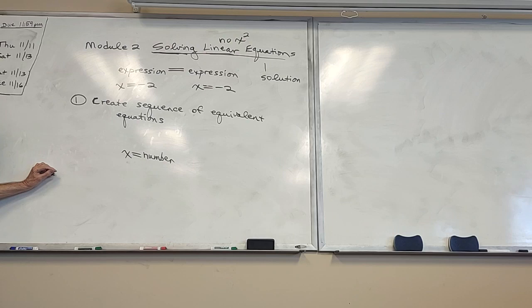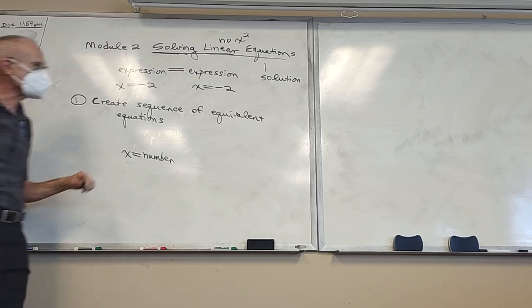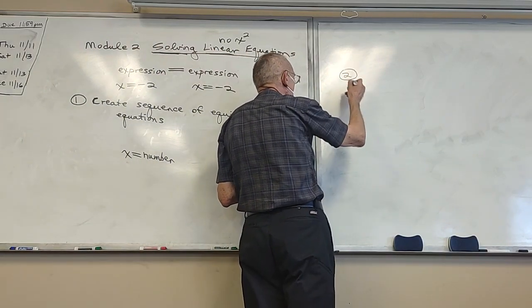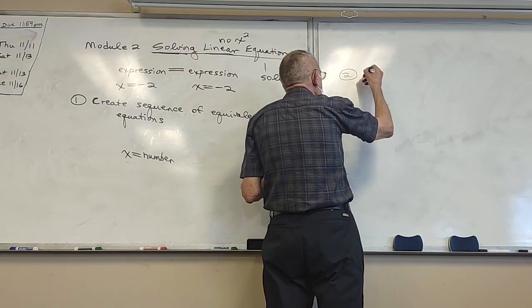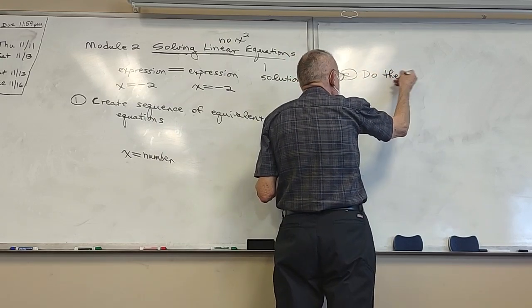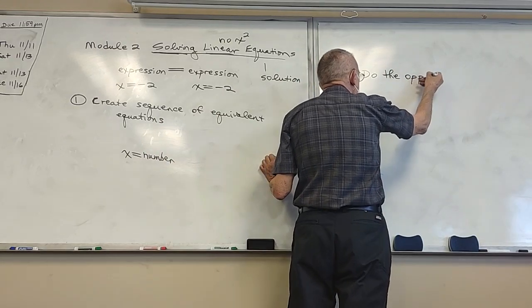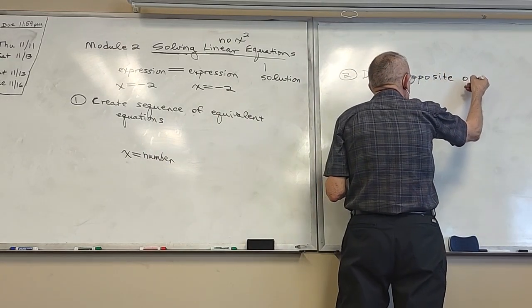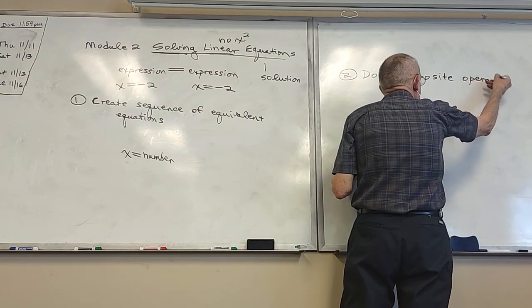Okay, that's the procedure. We're going to form a sequence of equivalent equations. Well, what is the procedure we go about to do that? How do we do that? Well, step 2. Every time we write a new equation, we do the opposite operation of what we see.